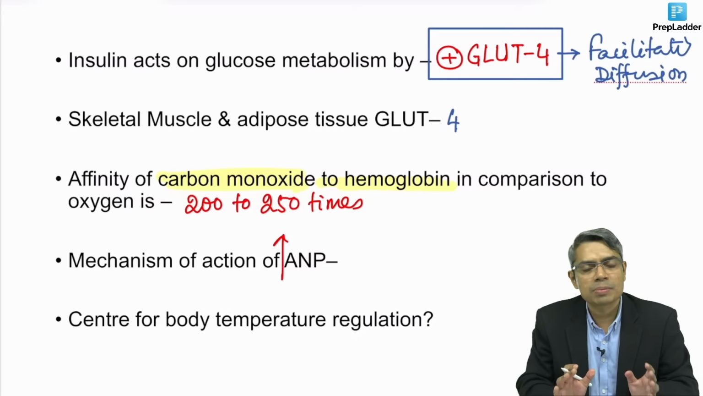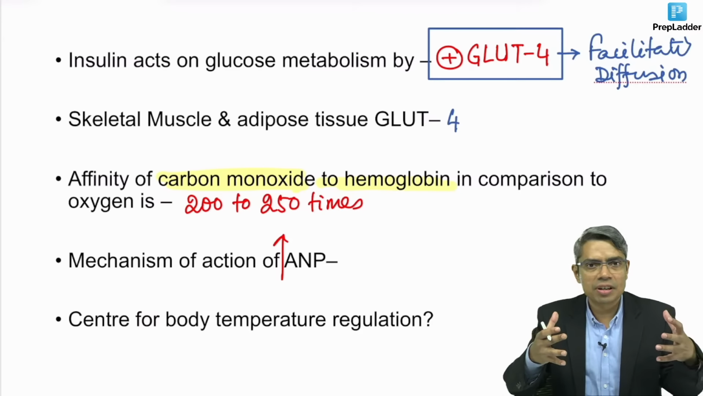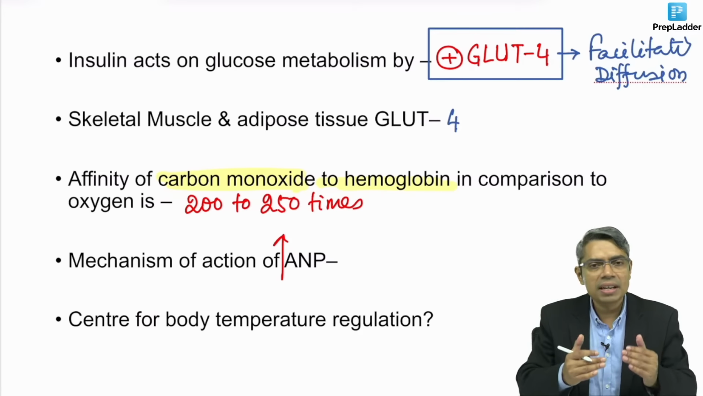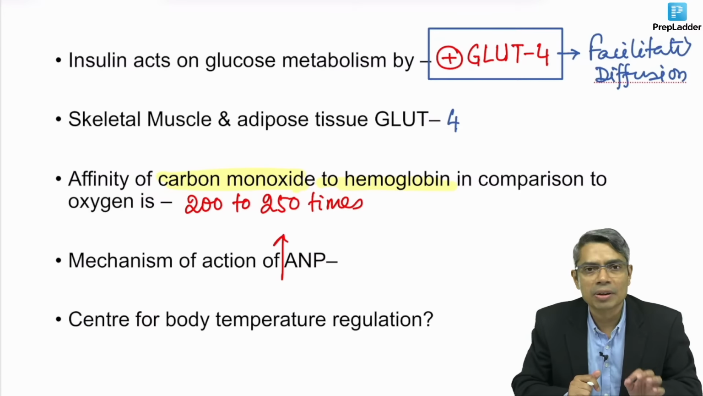What is the stimulus for secretion of ANP from right atrium muscles? Increased stretch on right atrium. So, whenever there is increased stretch on right atrium, Bainbridge reflex will be activated. Parallelly, atrial natriuretic peptide secretion will be increased from the atrial myocyte.